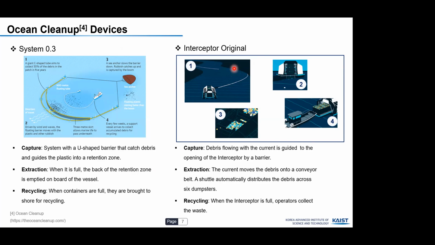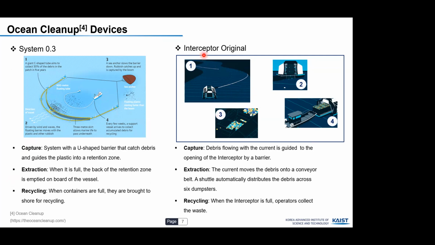Now that we have our location, we need to focus more on the ocean cleanup devices. Firstly, in the first presentation we talked about the System 03, which is this system here in the graph. The system consists of a U-shaped barrier that catches debris and guides the plastic into the retention zone that is here. Two boats move at really low speed. When it's full, the back of the retention zone is emptied on board the vessel, and when the containers are full, they are brought to shore for recycling.